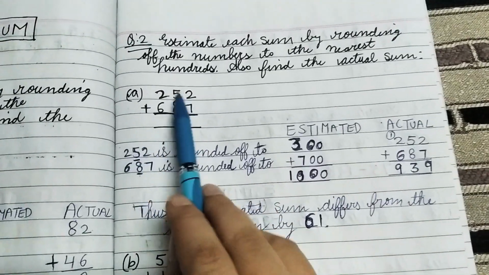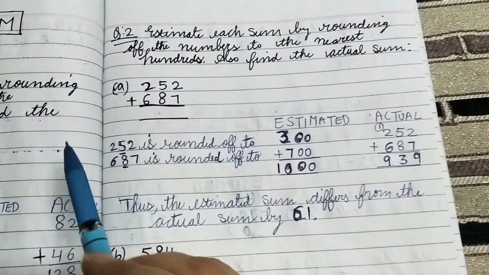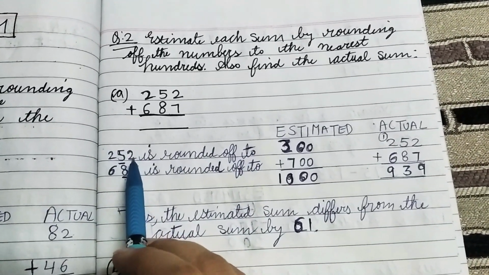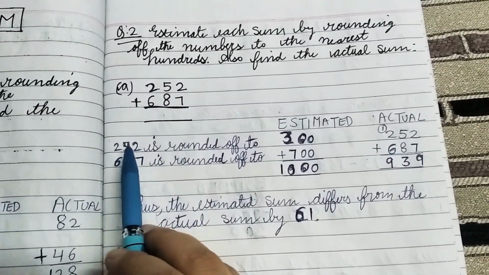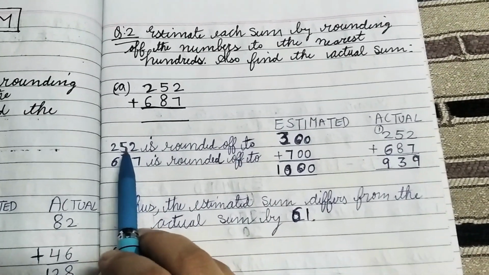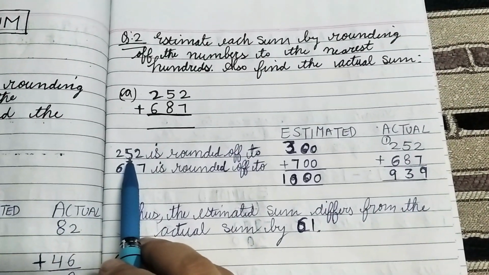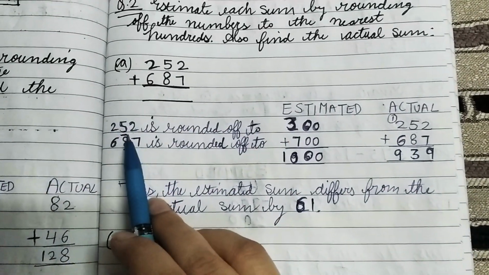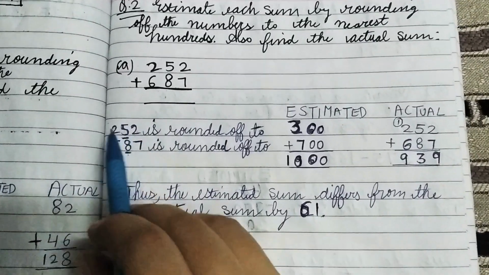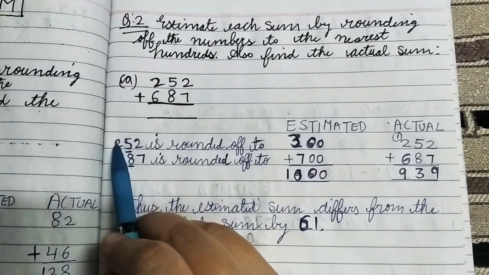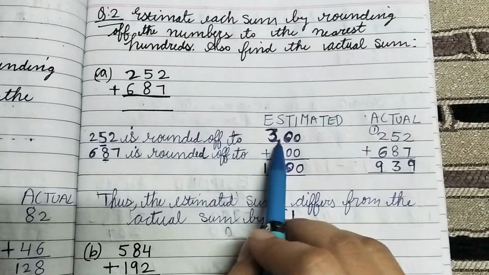Okay, so first number is 252. It will be rounded off to, now here which digit is at tens place? It is 5. 5 is lying at tens place. Now this digit is equal to 5. So what will be the estimated number? So here it is 5. That means you will replace these two digits by 0 and you will increase the hundreds place digit by 1. That means 252 will be rounded off to 300.